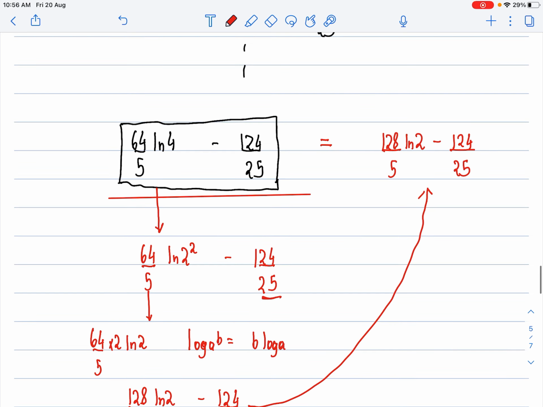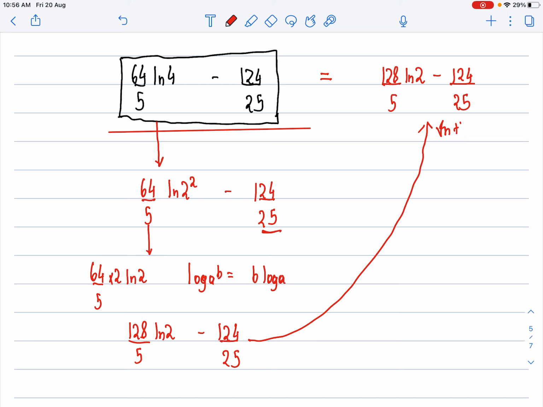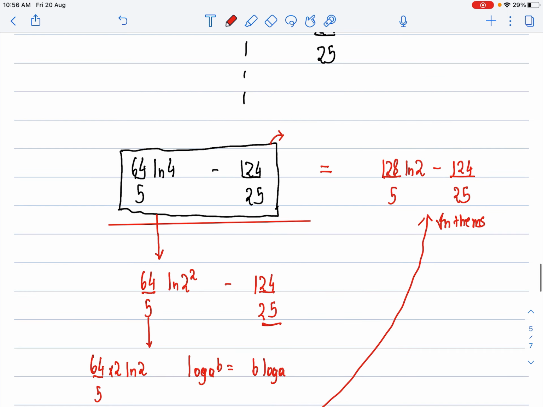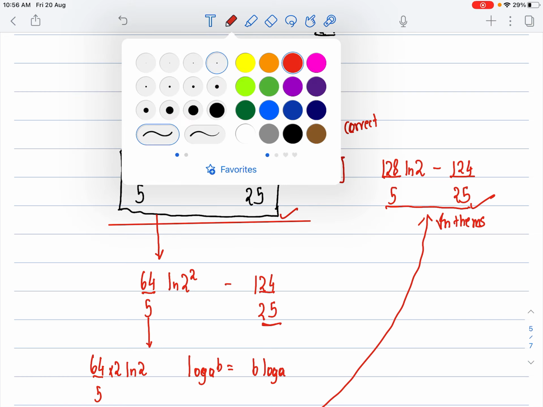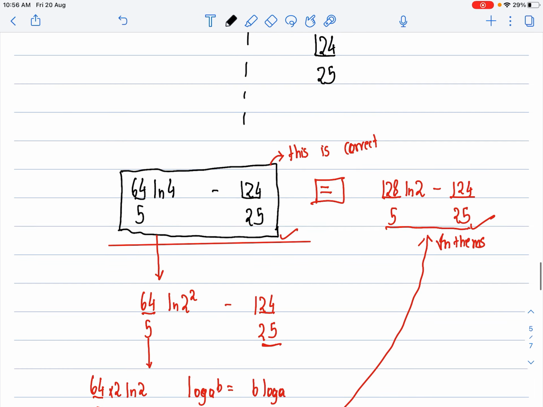This is basically just in the MS. And you need to know that even this is correct and this is basically equal to this. So both answers are correct. This is the only thing I wanted to address. So nothing to worry about. You can write this also as your final answer.